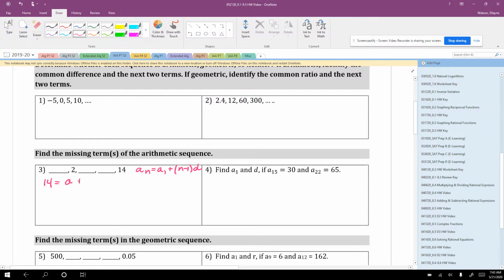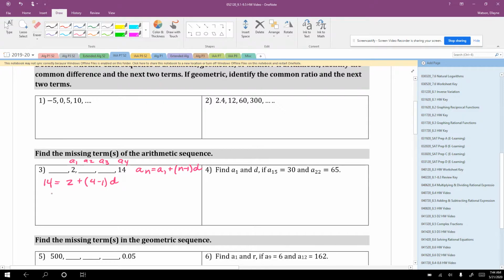So 2 plus, and then think of it as this is 1, a sub 1, a sub 2, a sub 3, a sub 4. So 4 minus 1 times d. That's what we're solving for. So actually, let me replace a sub 1 with the 2. That's what I said, I just didn't write it. So we're ignoring this for right now, just because by doing so, we're going to be able to figure out what D is.